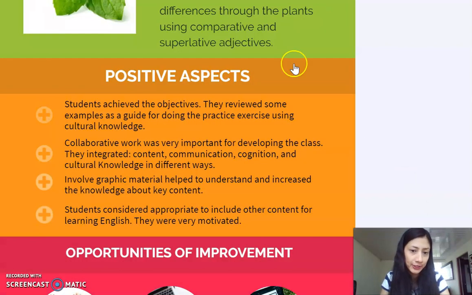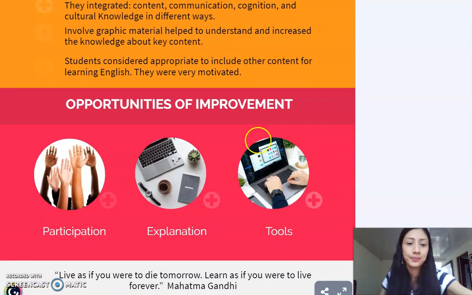Okay, finally, another important aspect was that students considered it appropriate to include other content for learning English. In general, they had a good attitude and the participation was very active in all the class.